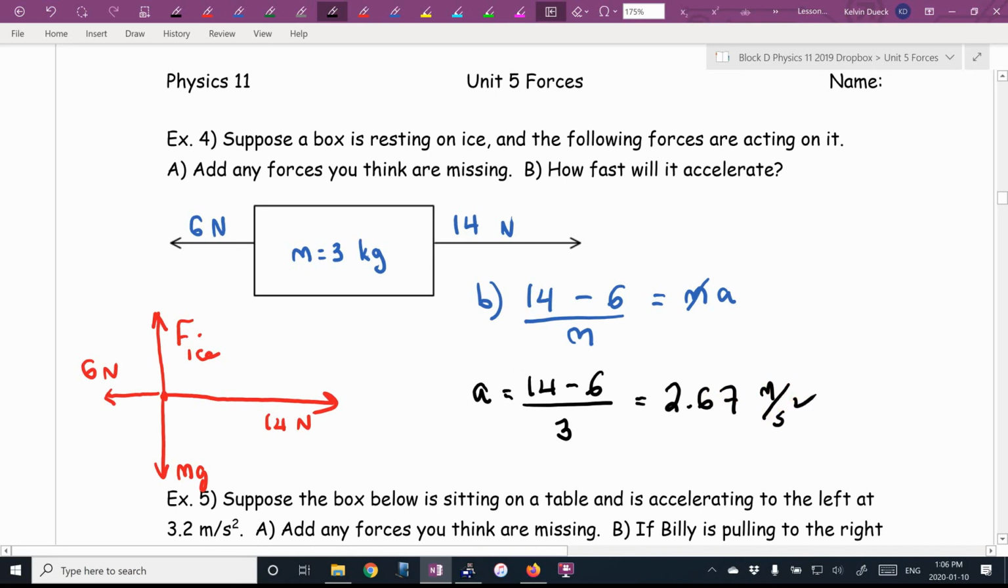That's the magnitude. If they had asked for a direction, how fast will it accelerate is kind of vague. Which way must this be accelerating, to the left or to the right? Why must it be accelerating to the right? That's the unbalanced force, Newton's first.